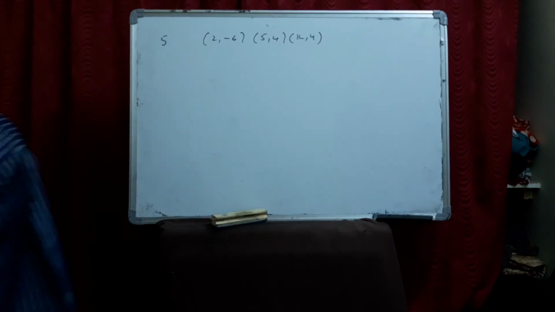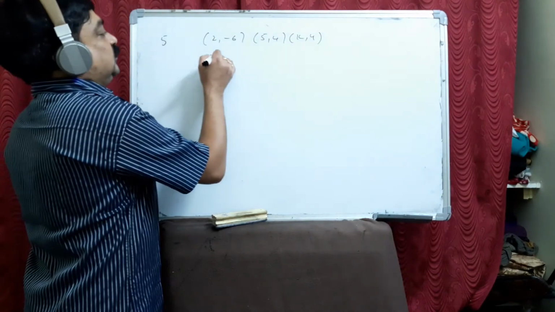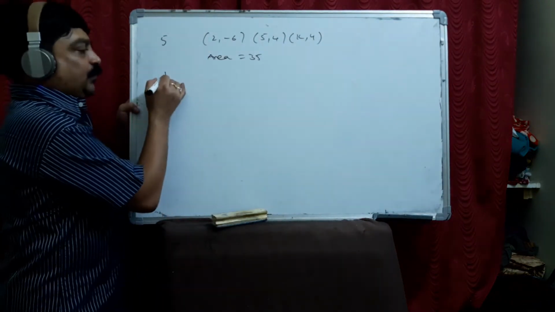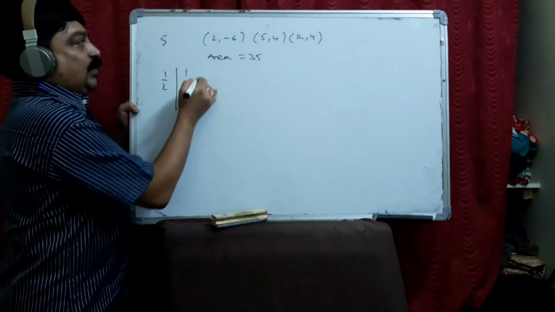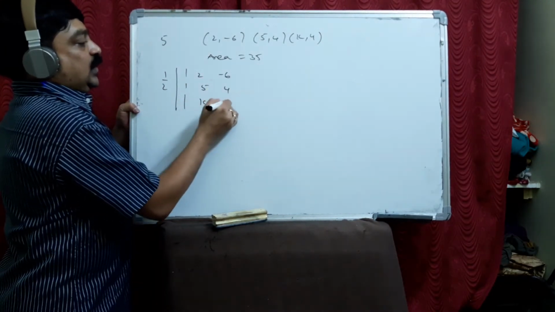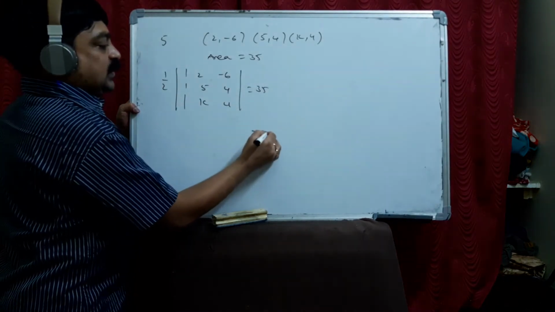See, in the fifth question we are given area is equal to 35. Let us apply the same formula. 1 by 2 of determinant of 1 1 1, 2 minus 6 1, 5 4 k, is equal to 35. 2 cross multiply with this, 70.